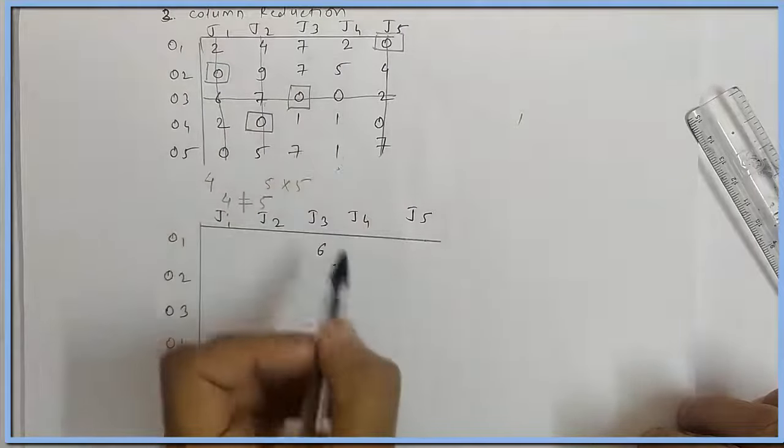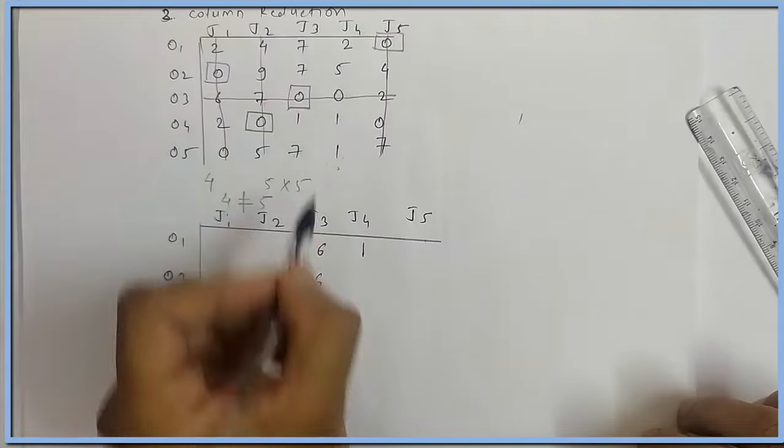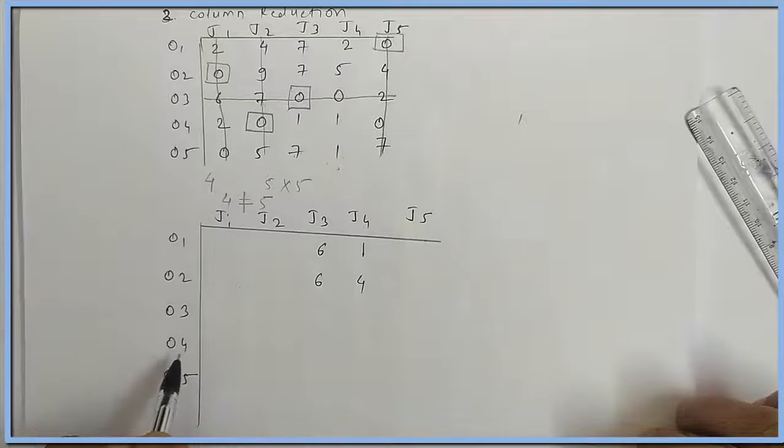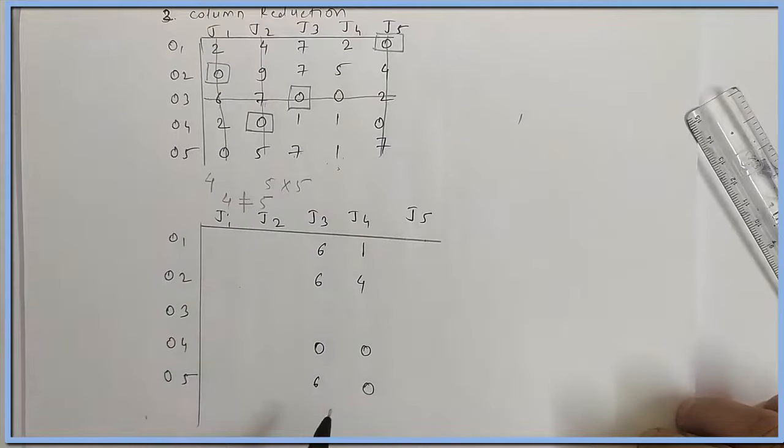2 minus 1 is equal to 1. 7 minus 1 is equal to 6. 5 minus 1 is equal to 4. 1 minus 1 is equal to 0, 1 minus 1 is equal to 0, 7 minus 1 is equal to 6, and 1 minus 1 is equal to 0.